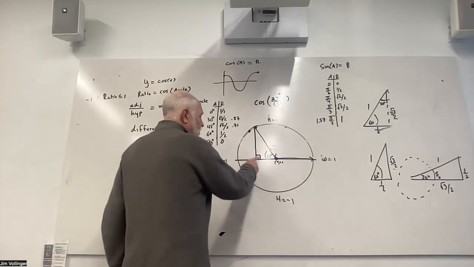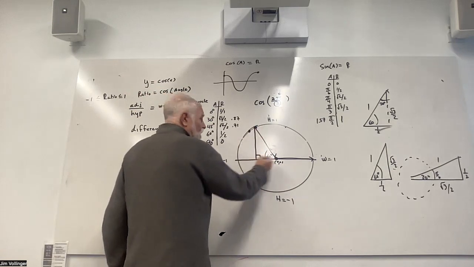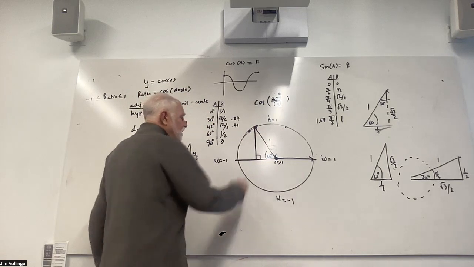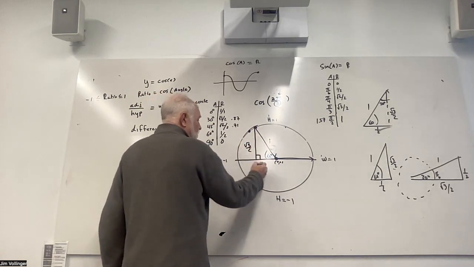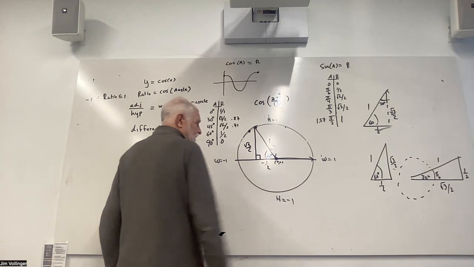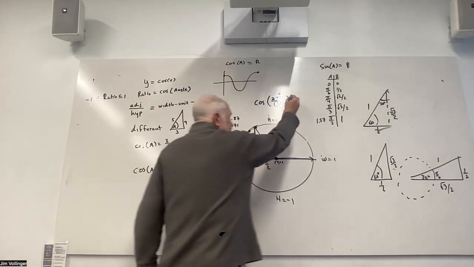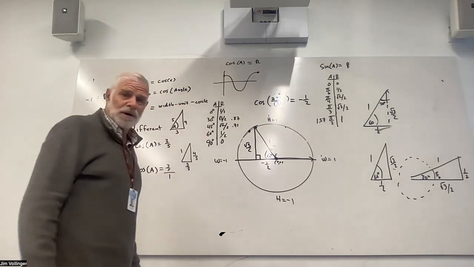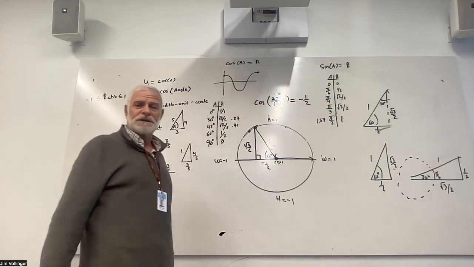So what are my values here? Well, it's a good drawing. Hypotenuse is always +1. We're not going to change that. Then this is the √3/2, but this one is -1/2. And the cosine is looking at that width in the unit circle. And that's what we're going to practice. We're going to do 5 or 6 of them.